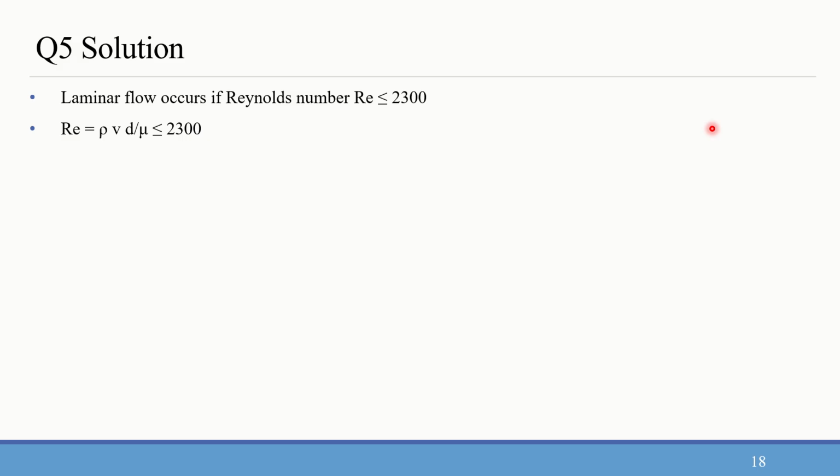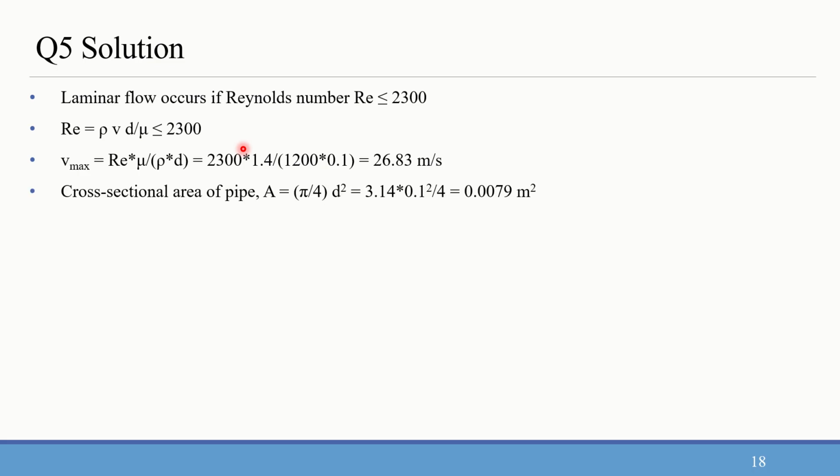Re is known. Now we keep the rest all unknown, and we can get the value of V. So 2300 into mu by rho into d gives us 26.83 meters per second. Now, what are all the other things we need to know?